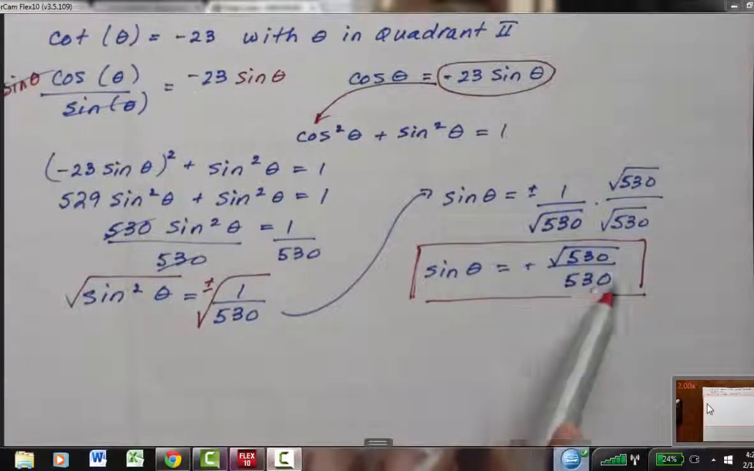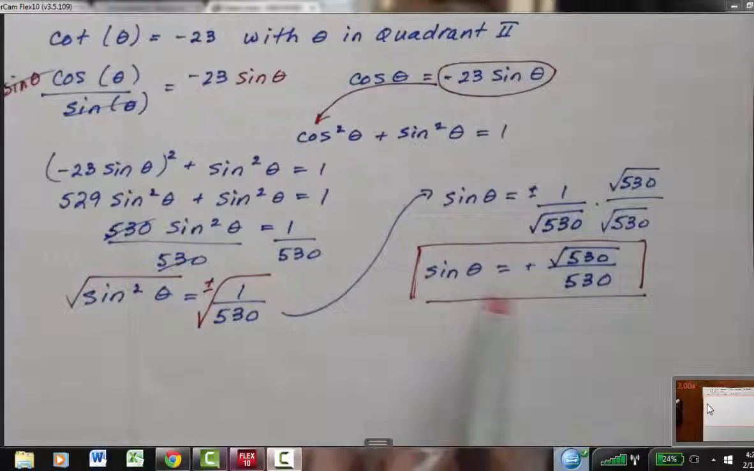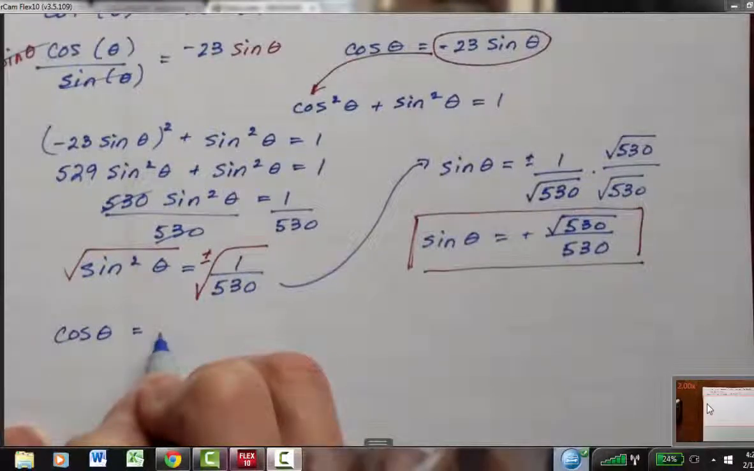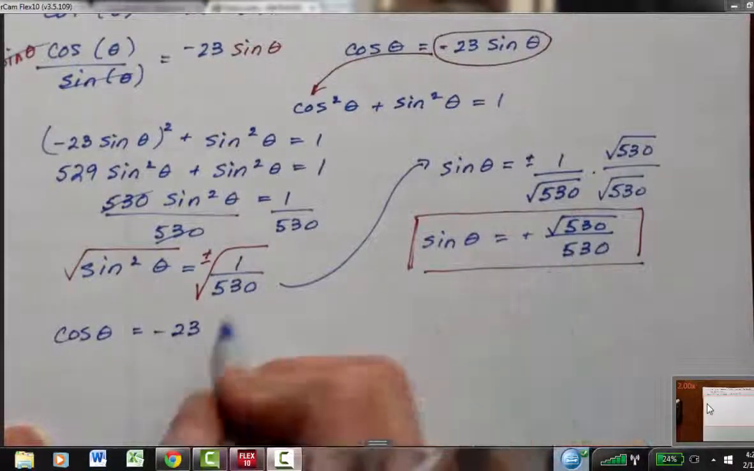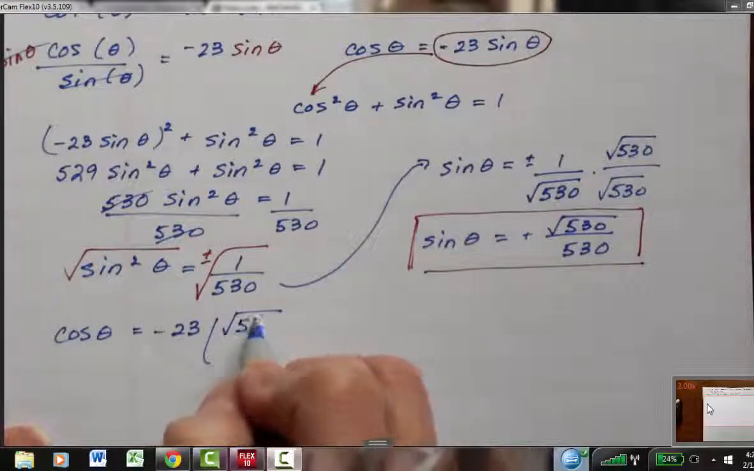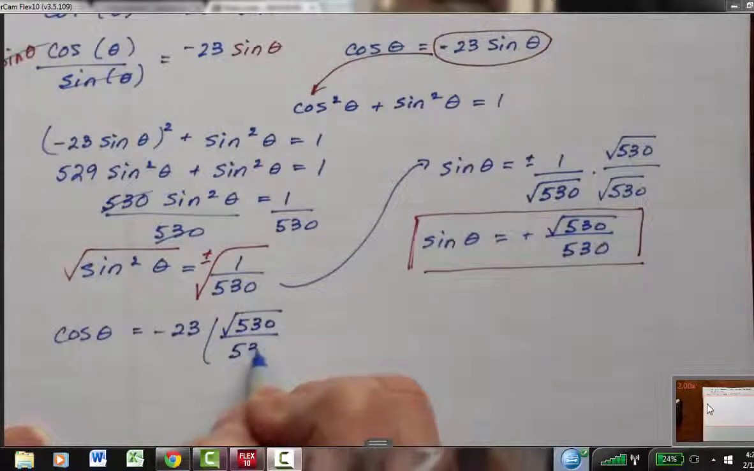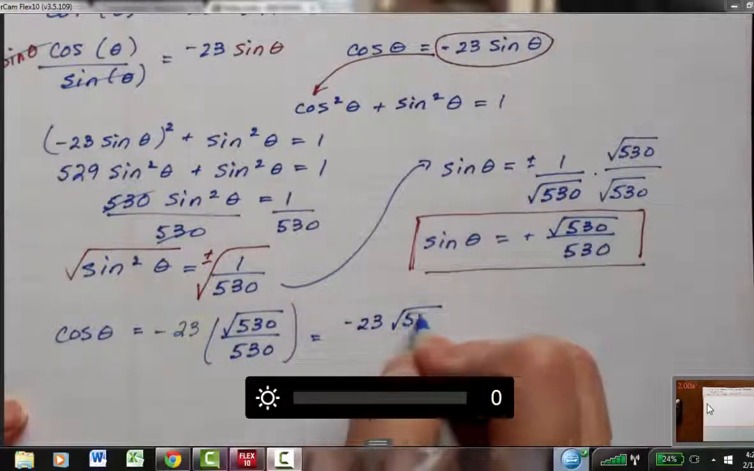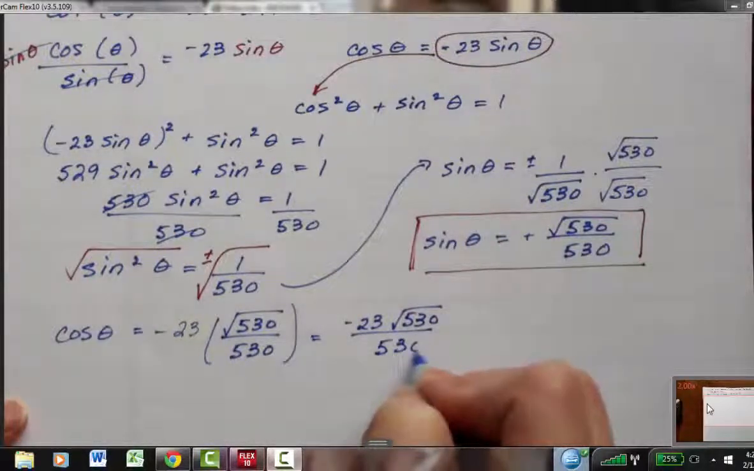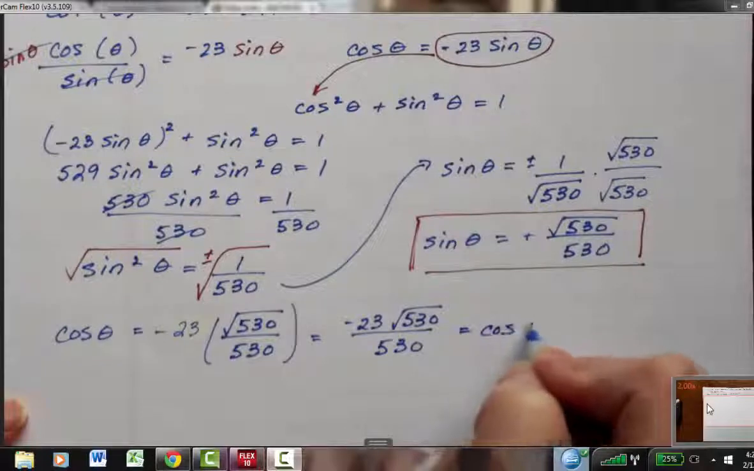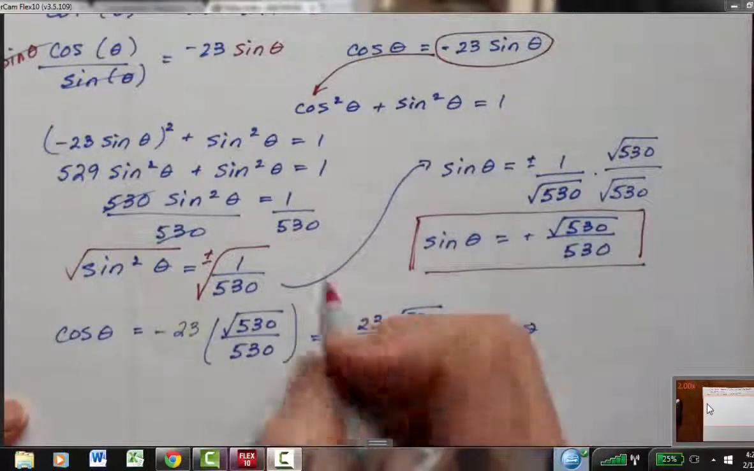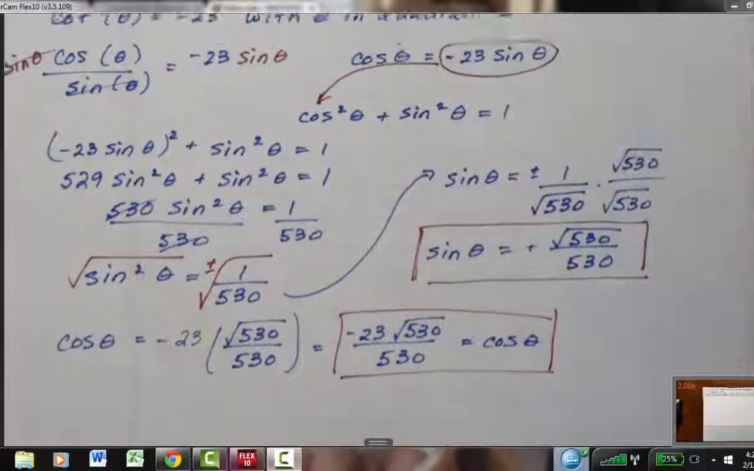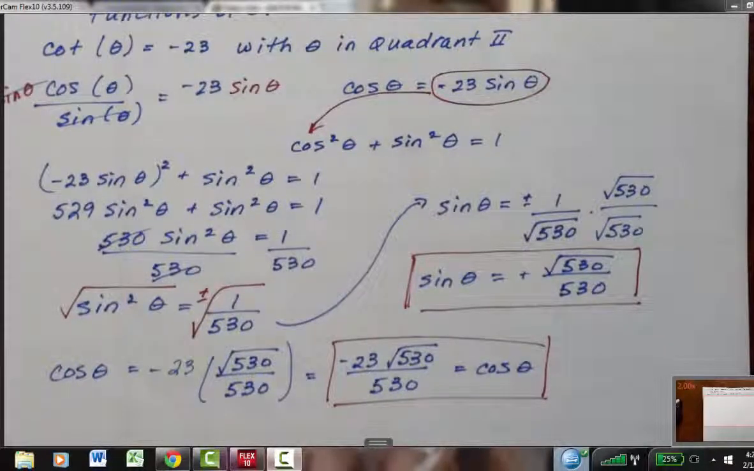Well, I'm going to use this information and I'm going to plug it back up into here. So sine theta is equal to this. I'm going to put it into here and I'll find cosine theta. So cosine theta is equal to negative 23 times sine theta, which is the square root of 530 over 530. So then this becomes negative 23 square root of 530 over 530, and that's what cosine theta is equal to. And cosine theta in quadrant 2 is negative, and that's what we ended up having, a negative value. So that's good. The remaining 4 functions, we can all get from the ones that we've just started off with by using our reciprocal identities.